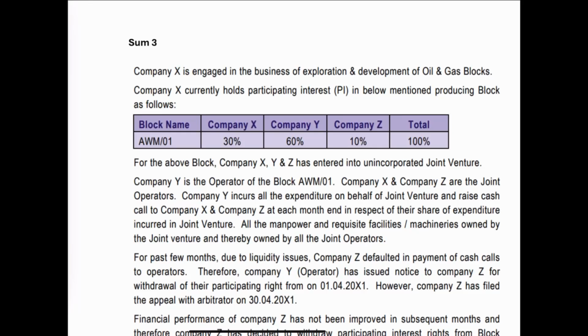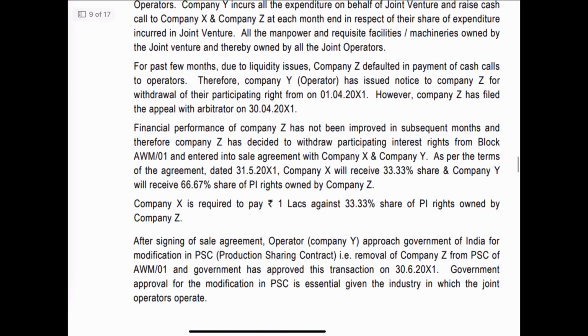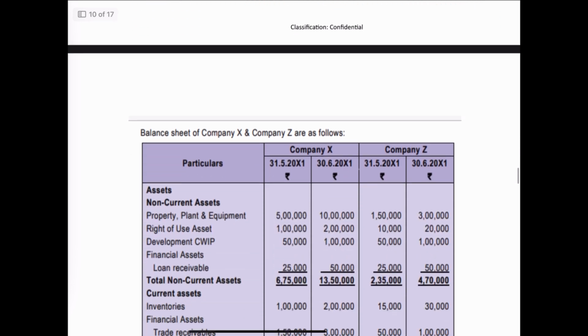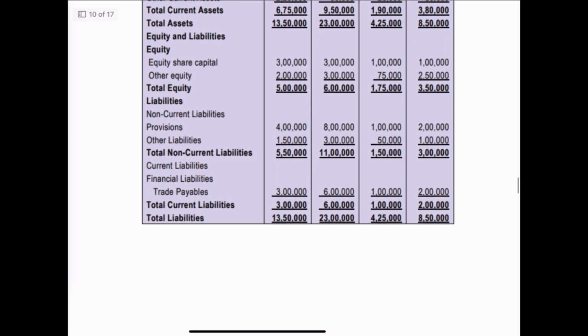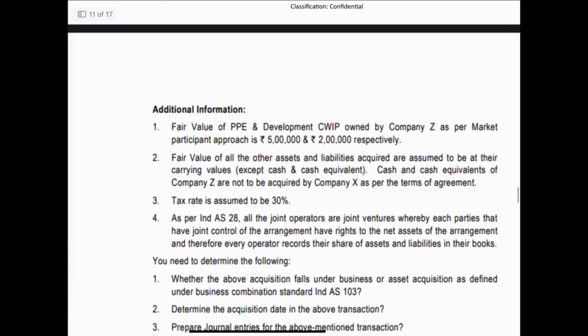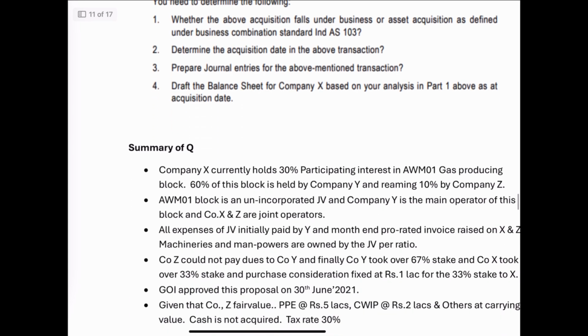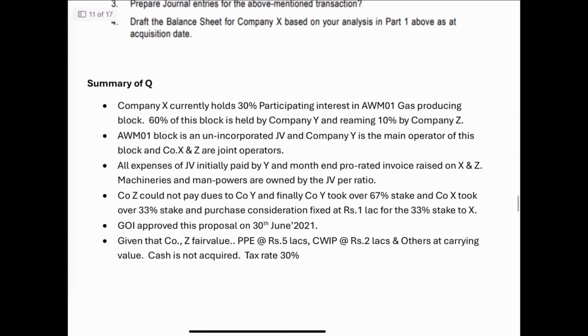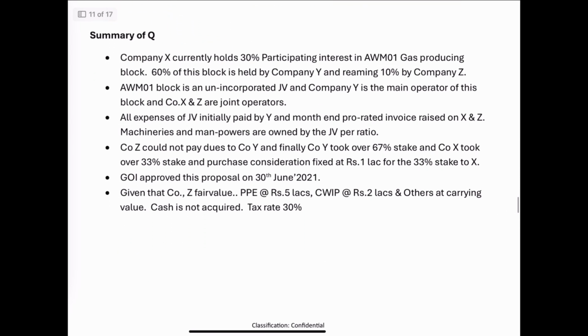Hello students, in today's class we'll go through one more example sum on Ind AS 103 business combination. This is the example given in the CA final study material. Please go through this sum in detail. I have given a summary of the question here. Let's go through the summary of the question.